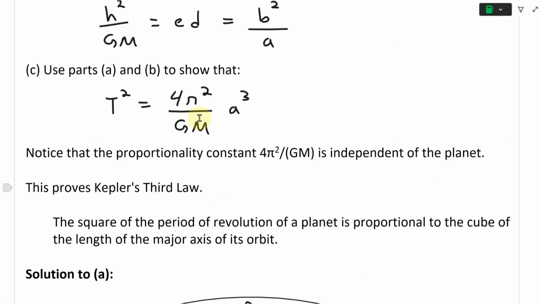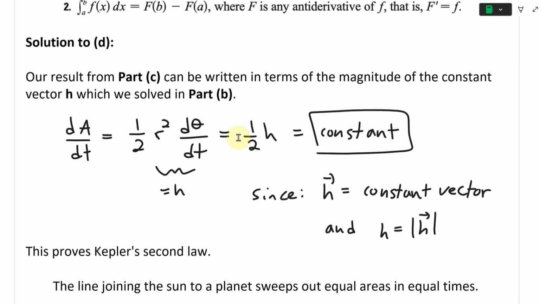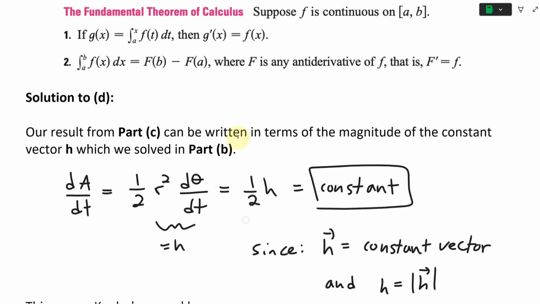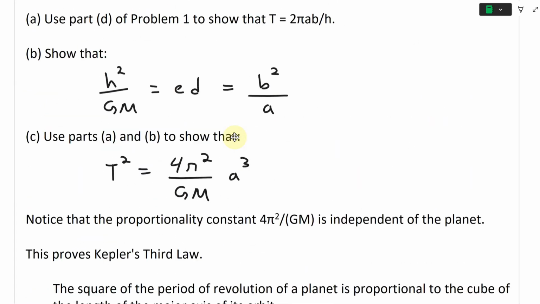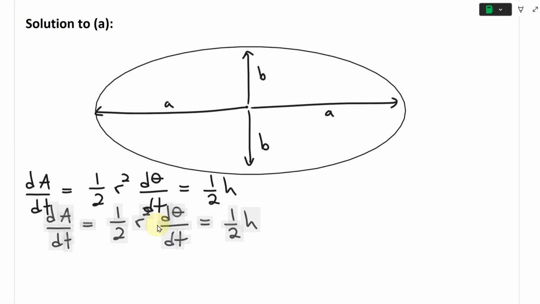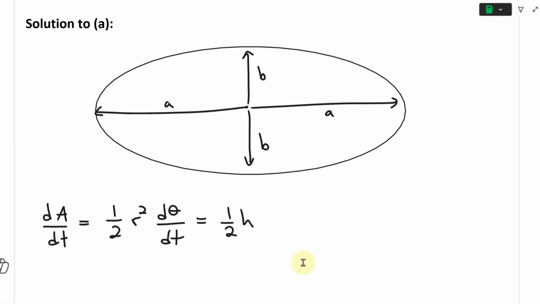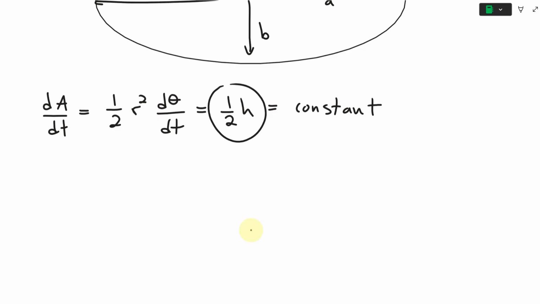All right, now we use part D of problem 1 to show that the period equals 2 pi ab over h. So we have this right here. I'm just going to copy that and paste it here. Again, it just equals 1/2 h, that's all that matters, and this is constant. So dA over dt is constant, equal to 1/2 h.